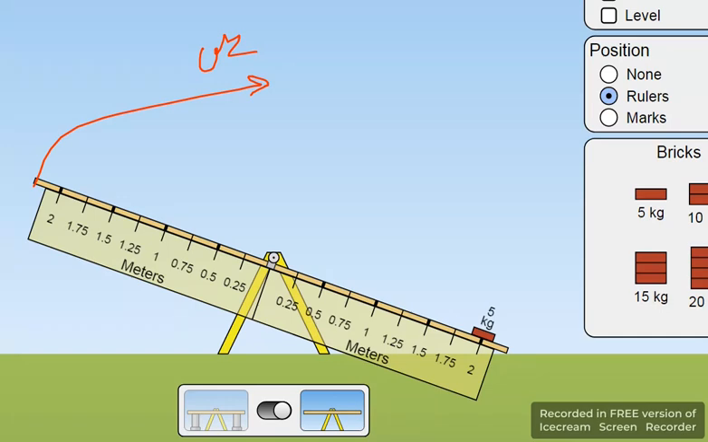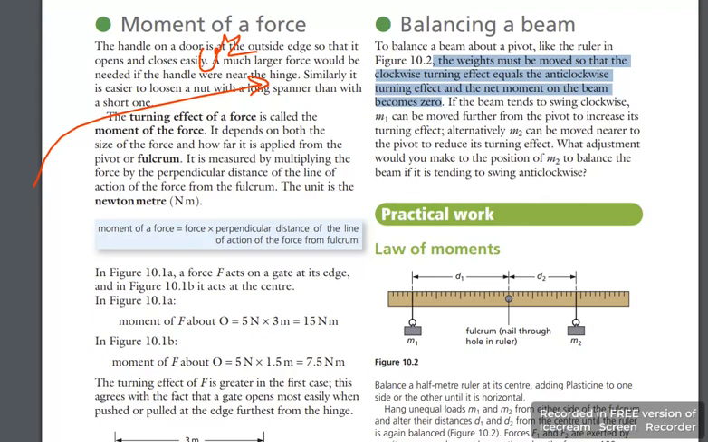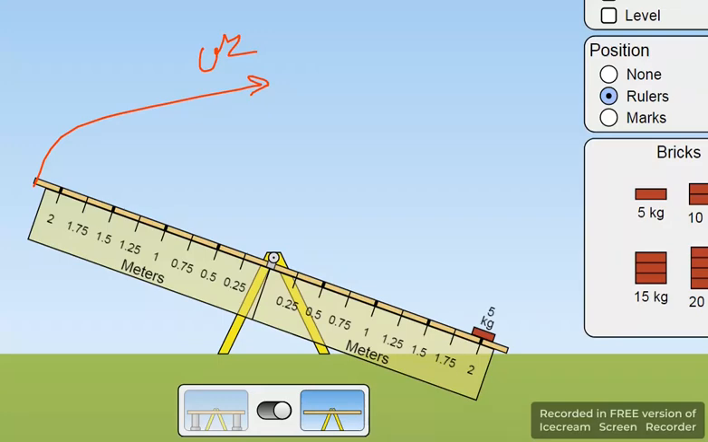So here it is written that the weight must be moved so that the clockwise turning effect equals the anti-clockwise turning effect, and the net moment on the beam becomes 0. How can we do that? There are two ways to do this. The turning effect should be equal. Now let me show you how you can do this.